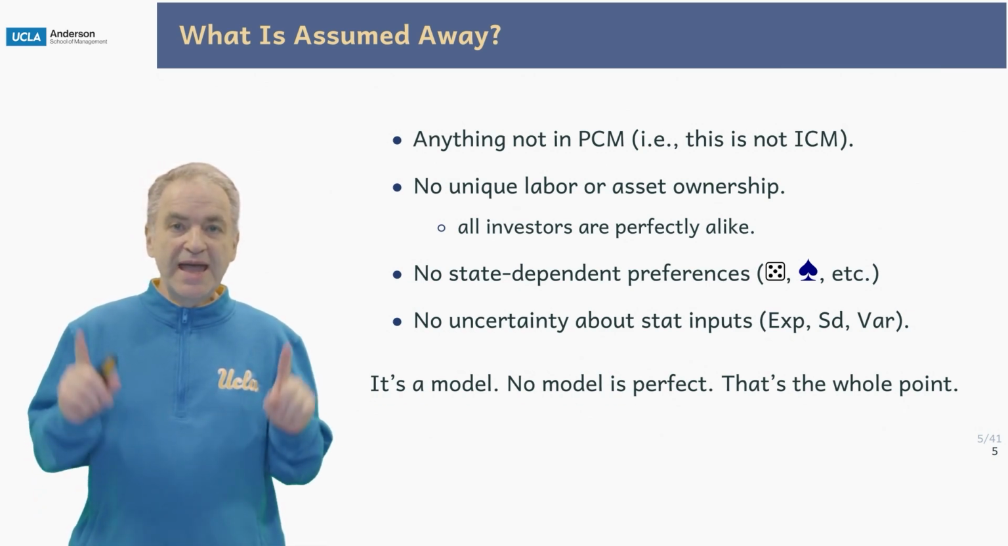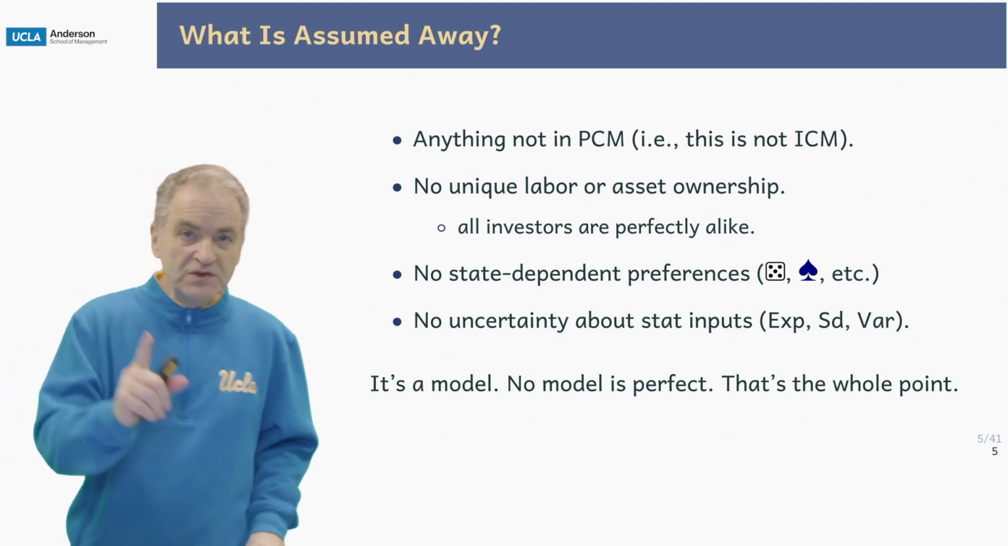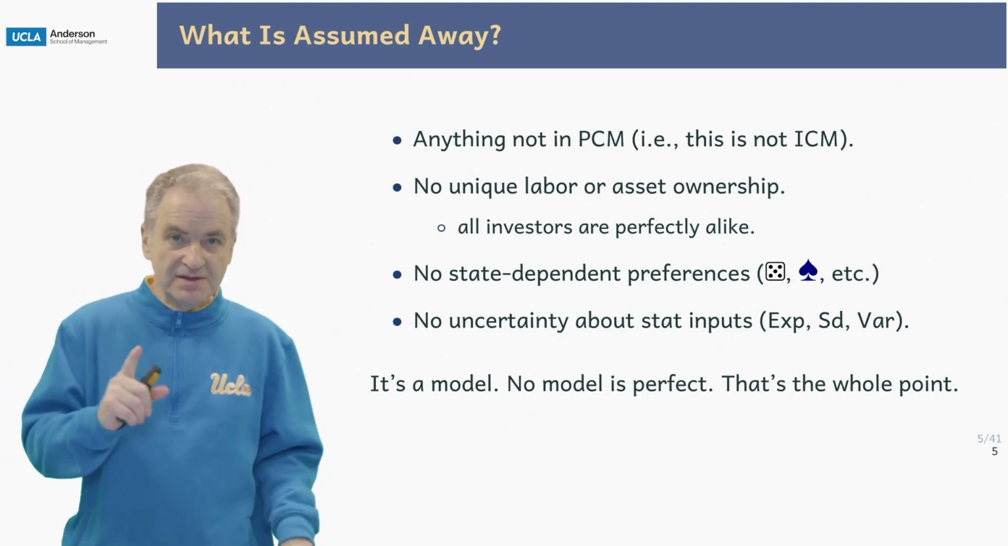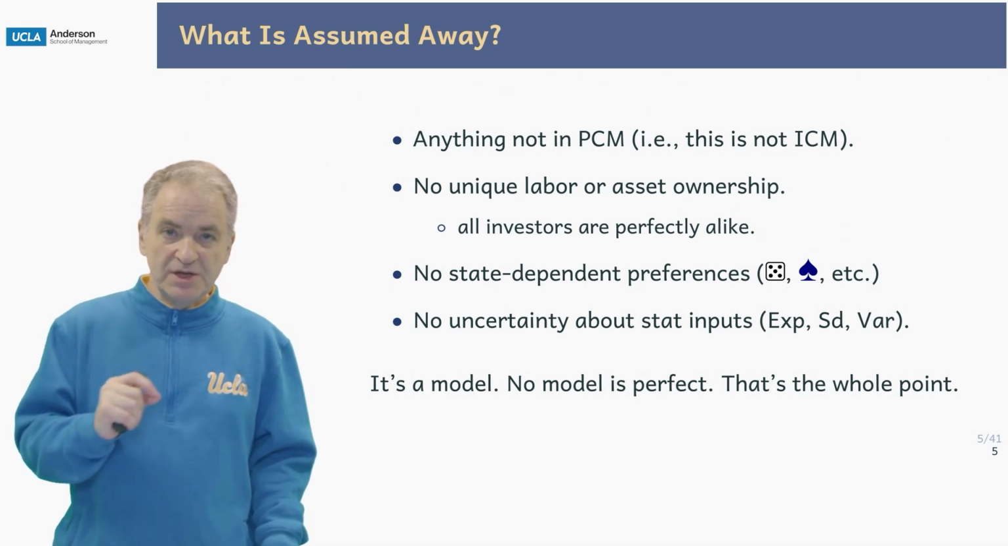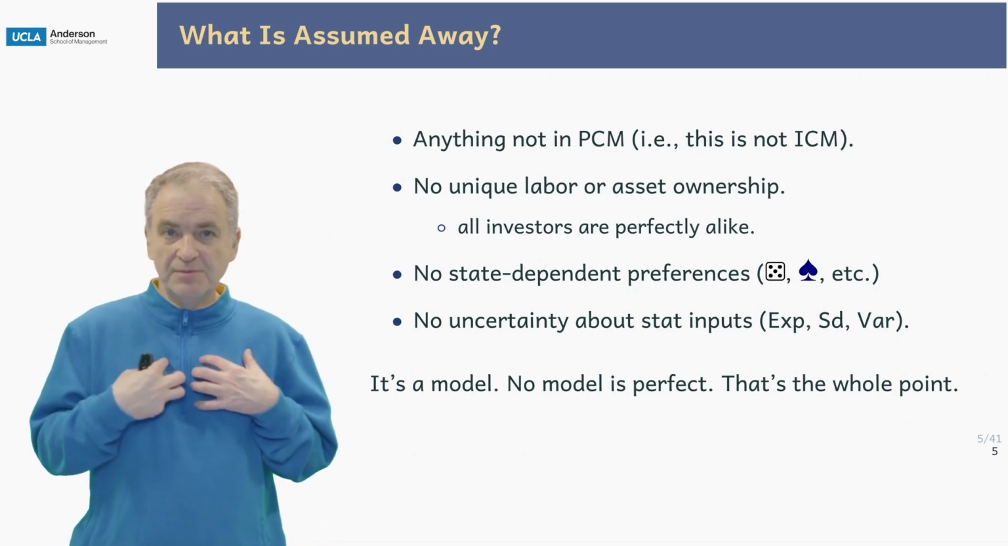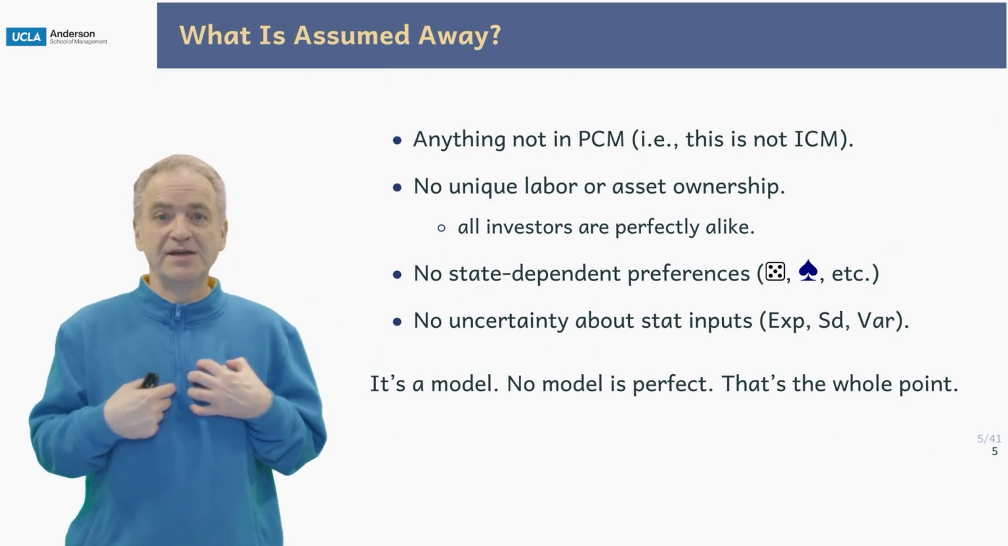We assumed away anything that's not in the perfect capital market. We also assumed away things like this. There is no unique labor market. So what does this mean? That means that I, for example, work in academia. You may work in waste management.